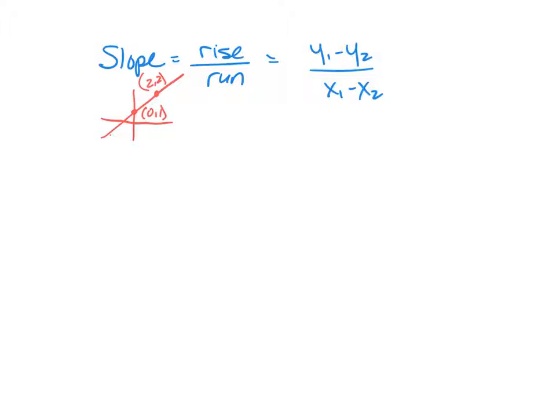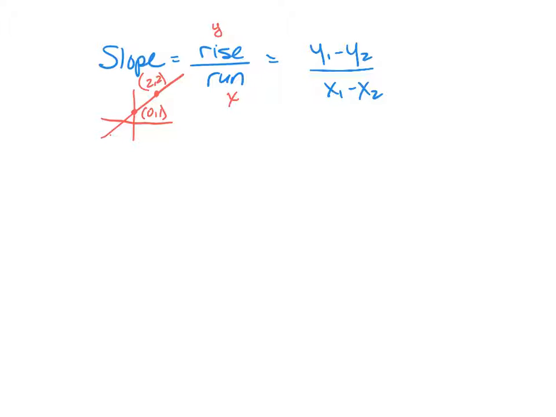You hear of slope being described as rise over run. Rise reminds me of the y-axis because it goes up and down. It rises, right? And run reminds me of the x-axis because you run on flat ground, okay? You don't run like hopping straight up. So it's the difference of the y's over the difference of the x's.